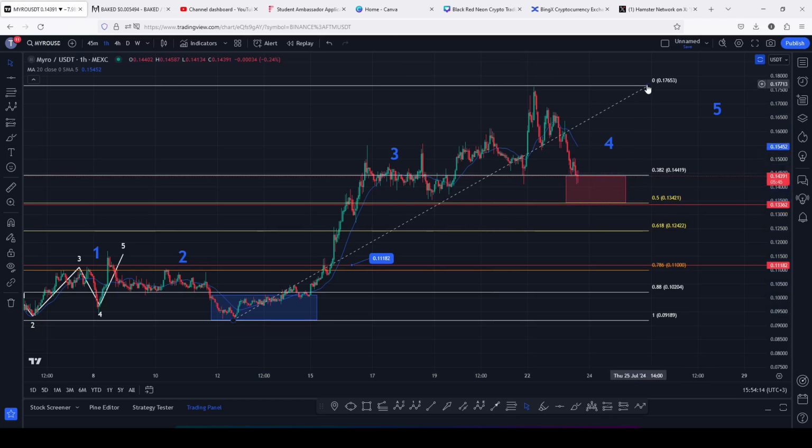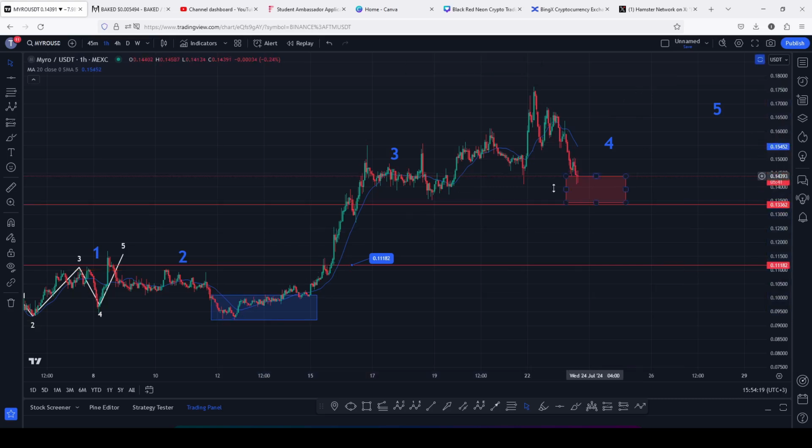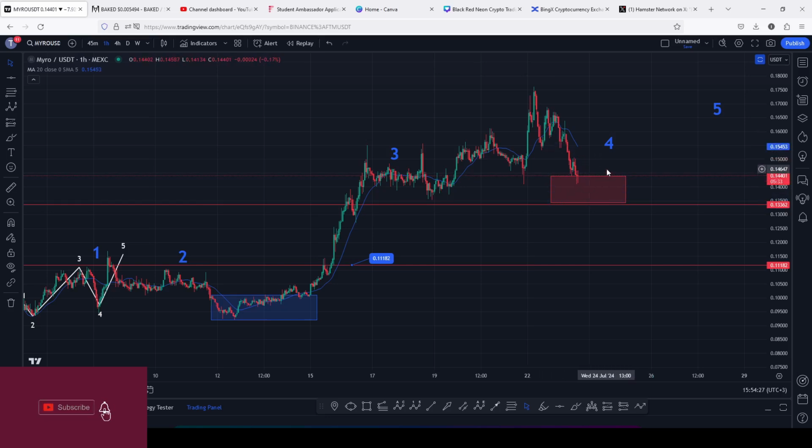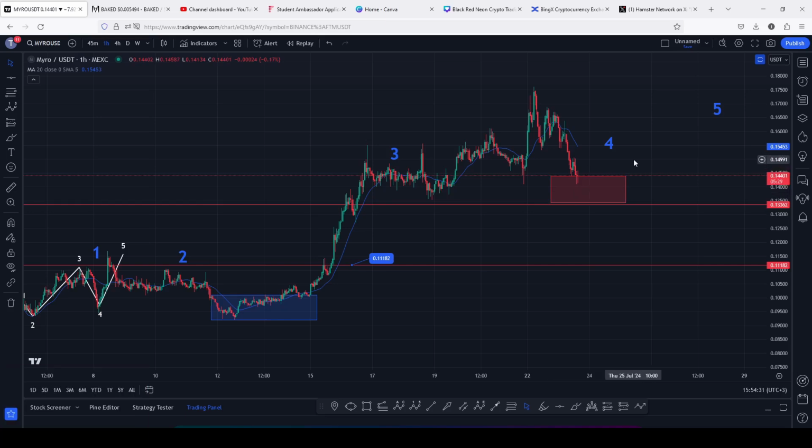So in the next coming hours, I'm expecting Myro to give us a bit of a breakdown move into this area. And at the time of this recording, you can all see that we have seen a pullback into the area, and we have started to see some reactions within the area. And there are two possible scenarios that can play out.